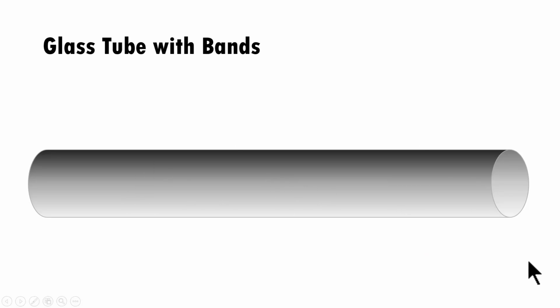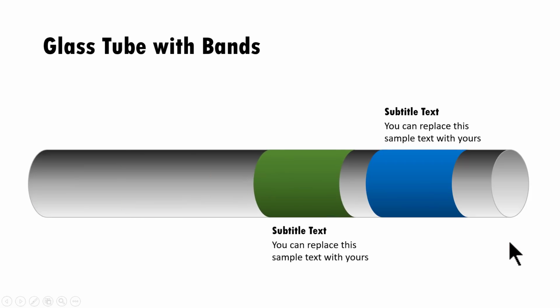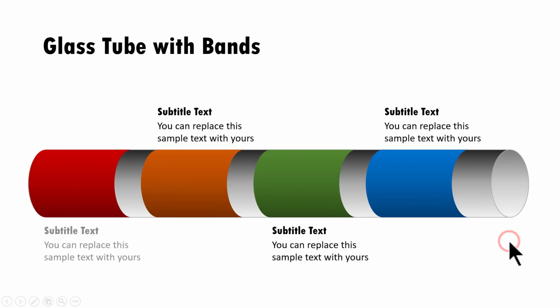This is the glass tube. Then on a click, we bring in the bands, each representing a stage in the process like this. Of course, you can have this glass tube as thin as you want, and you can have as many bands as you want, and it's totally flexible. Let's see how to create this beautiful graphic from scratch.